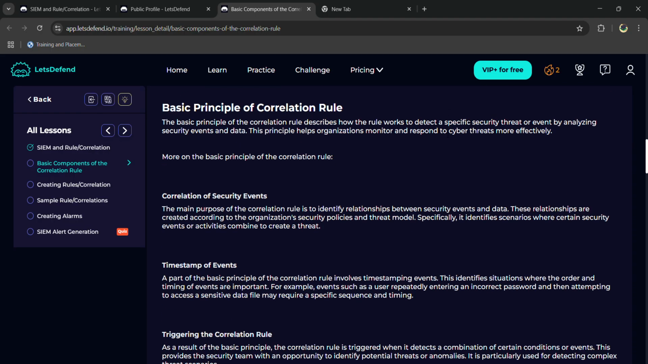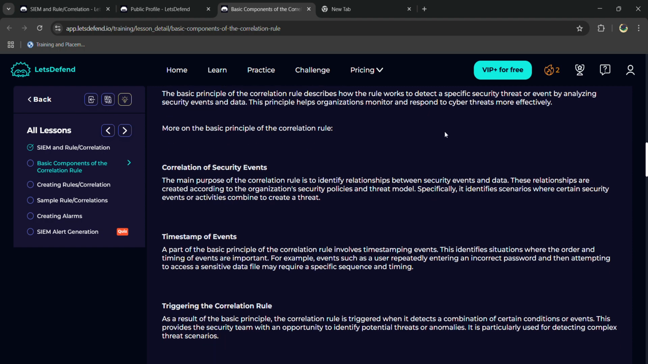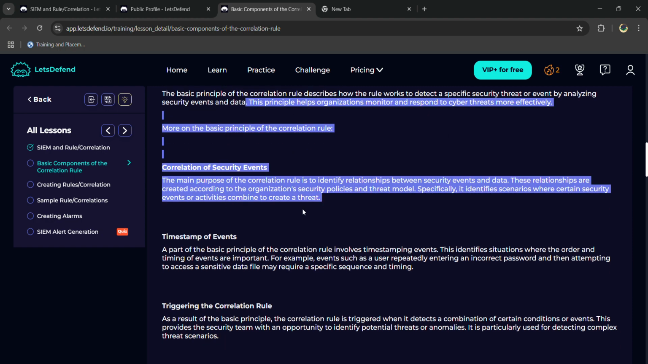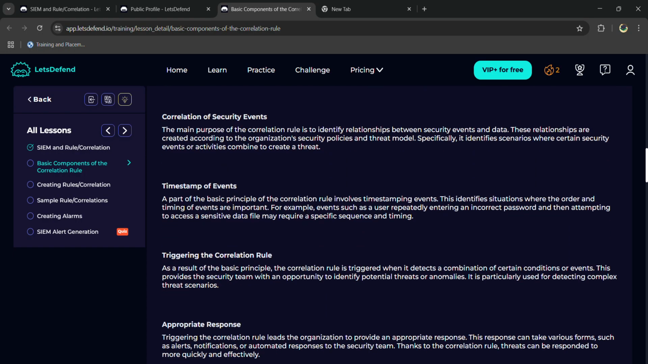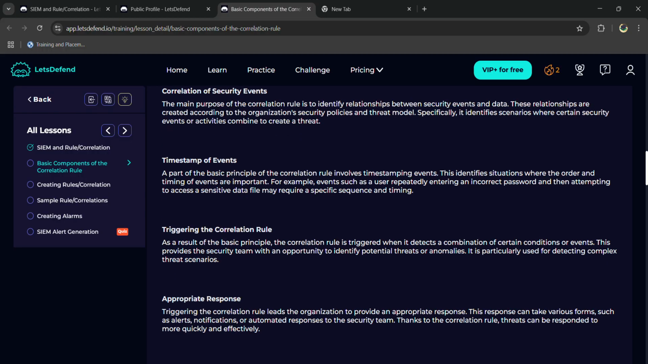Next is basic principle of correlation rule. The basic principle of the correlation rule describes how the rule works to detect a specific security threat or event by analyzing security events and data. Right, how that rule works. What is the basic principle of correlation rule? Correlation of security events. The main purpose of correlation is to identify relationships between security events and data.